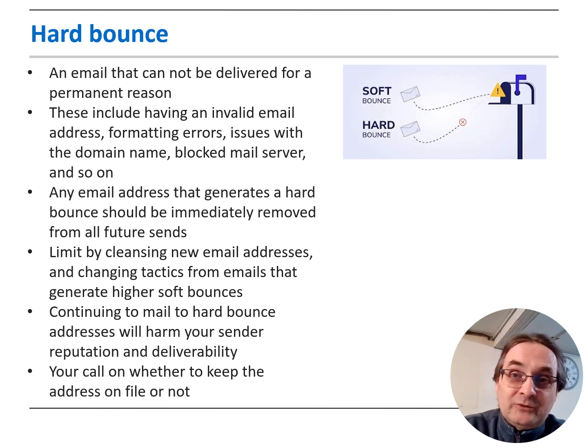In general, a feedback loop is not that hard to set up and not that difficult to eyeball, because the reasons that you're going to get from it are pretty consistent. In general, you limit hard bounces by making sure that you're not sending to an invalid email address, and you change the tactics that possibly generated a lot of the soft bounces. If you continue to mail to a hard bounce email address, your sender reputation and your deliverability are going to go down quickly. This is a feature, not a bug.